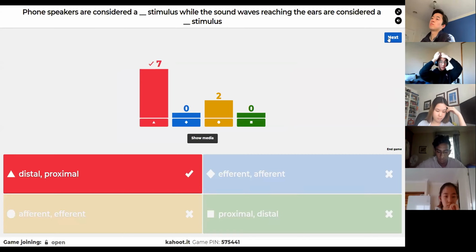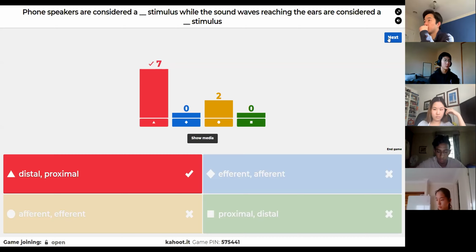So distal stimuli are the things that produce the sound, whereas the proximal ones are the things that are actually reaching you. The phone speakers are the distal stimulus because that's where the sound is coming out of. The actual sound waves are what's going into your ear and hitting your eardrum, so therefore it's the proximal stimulus. Afferent and efferent we don't really use too much. Those we mostly use for sensory and motor signals, where sensory is afferent and motor is efferent.